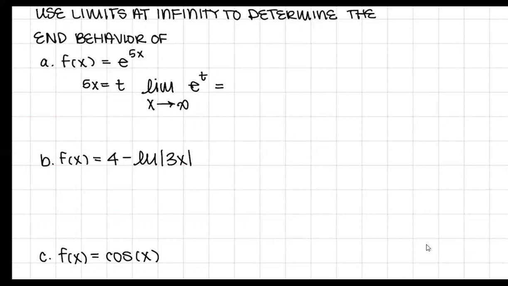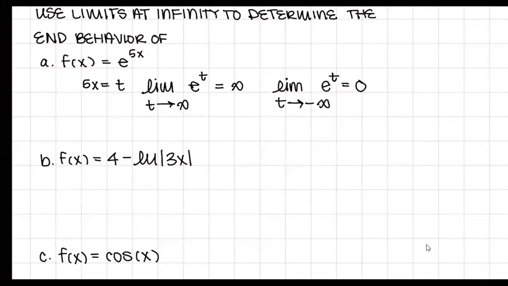Sorry, let me erase something really quick. The limit of e to the t as t approaches infinity, and we know this to be positive infinity. And we can do the same thing with the negative limit. So the limit as t approaches negative infinity of e to the t equals 0. That wasn't so hard, was it?